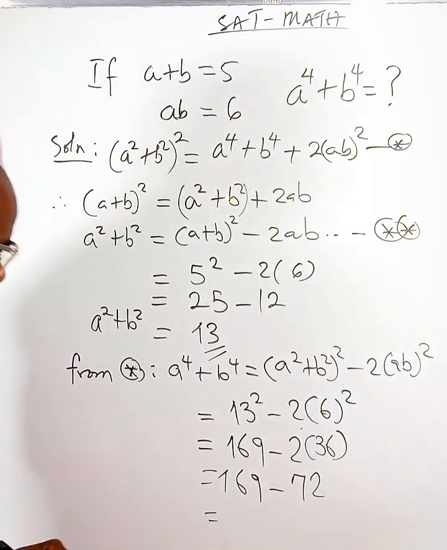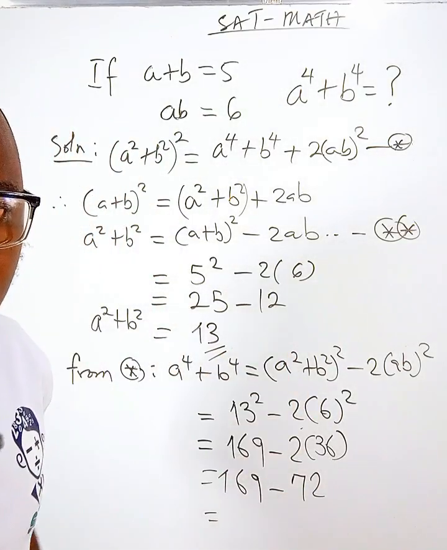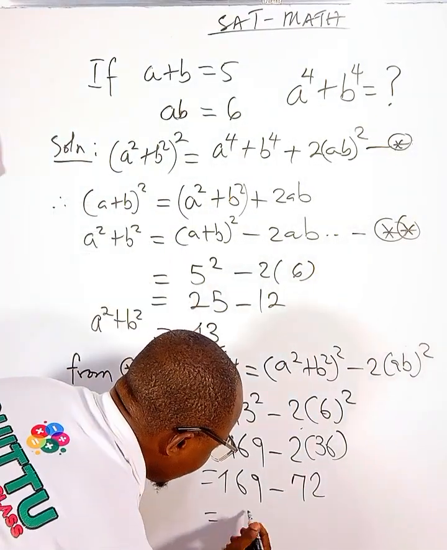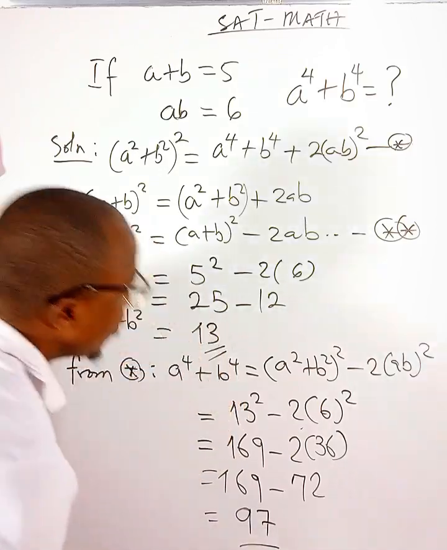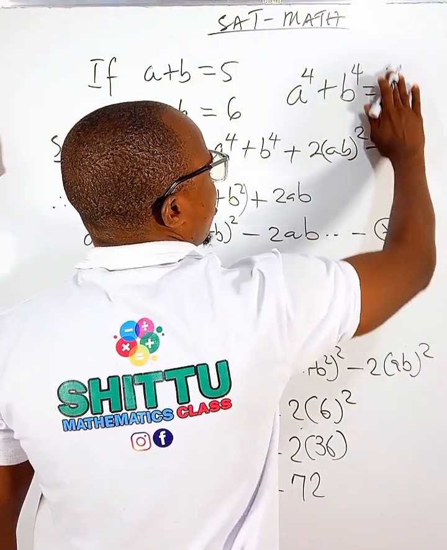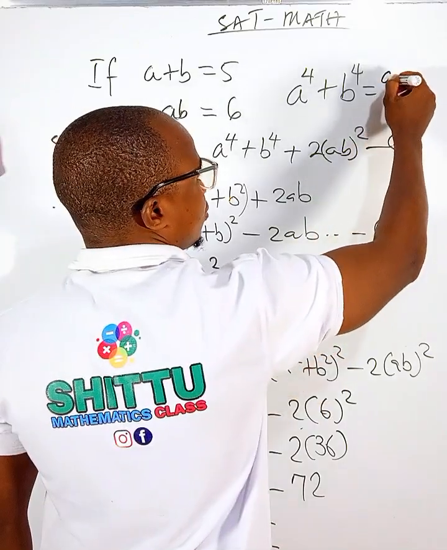Now, what are we going to do? 169 take away 72 will give us 97. So therefore, a raised to the power of 4 plus b to the power of 4 will give us 97.